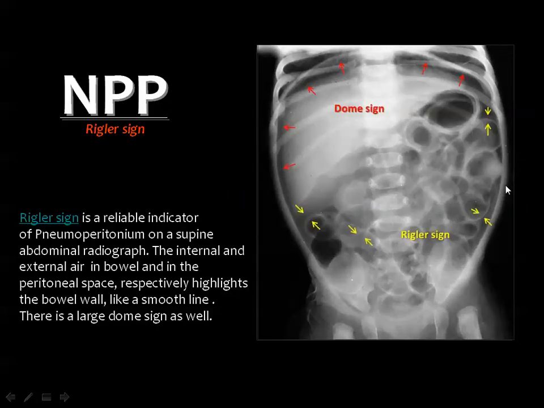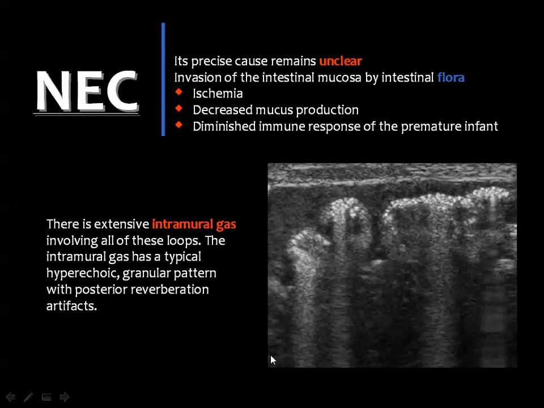And these red arrows point to the continuous cupola sign, or the continuous diaphragm sign, or the dome sign. Then this is the Rigler sign. You are able to see the wall of the small bowel, and this cannot be seen unless there is air inside the bowel, which is normal, and air outside the bowel, which indicates pneumoperitoneum.